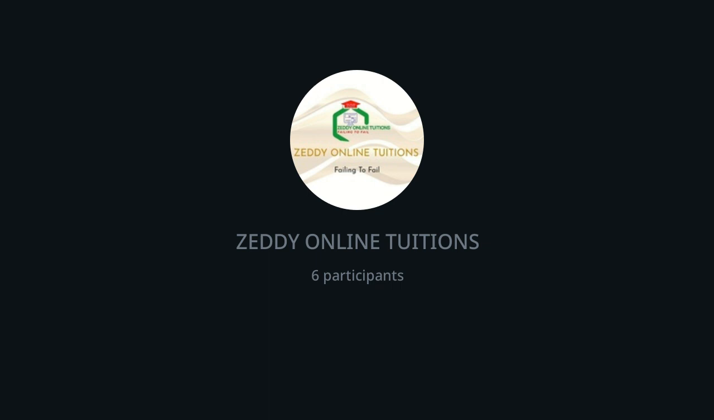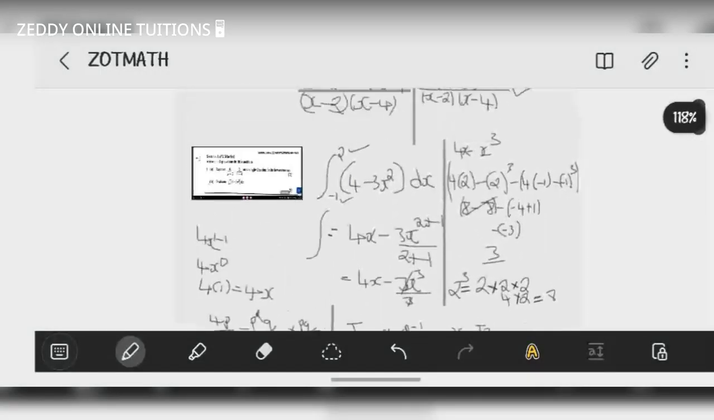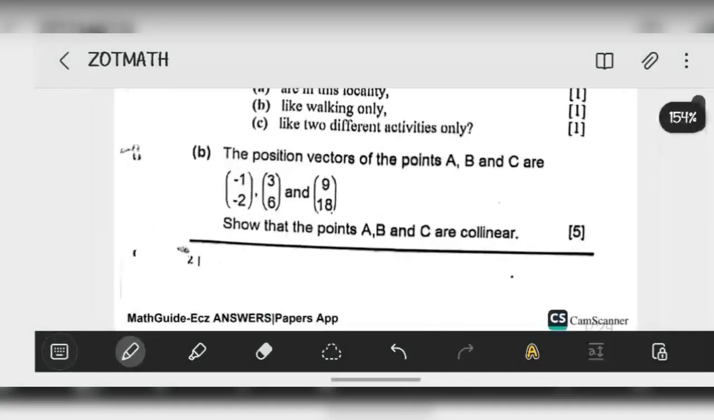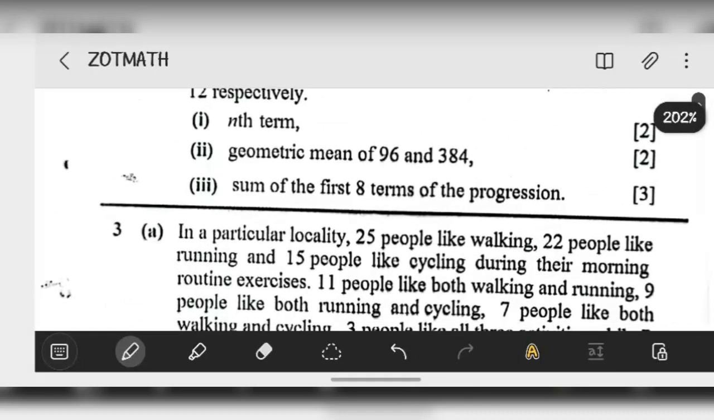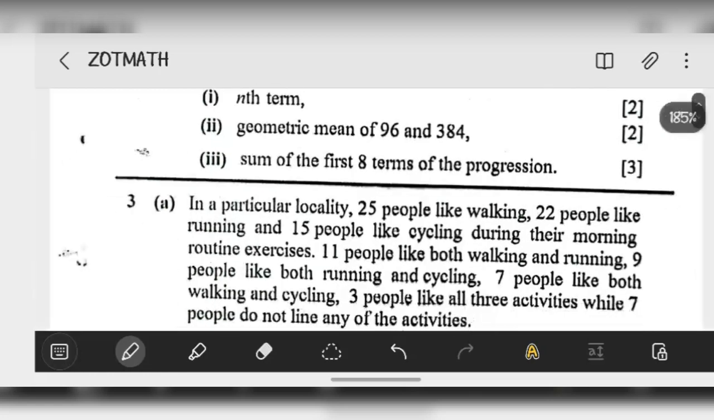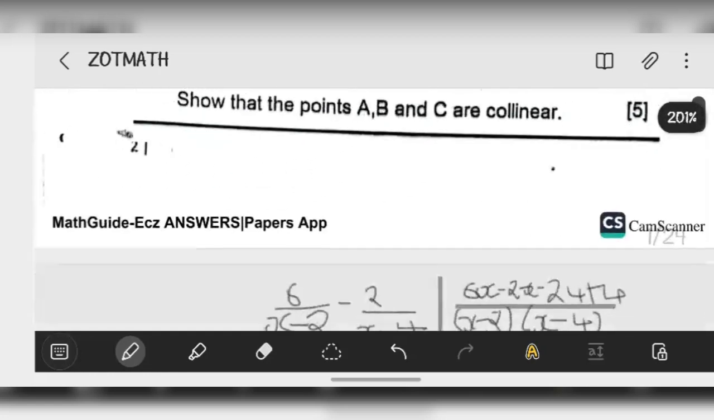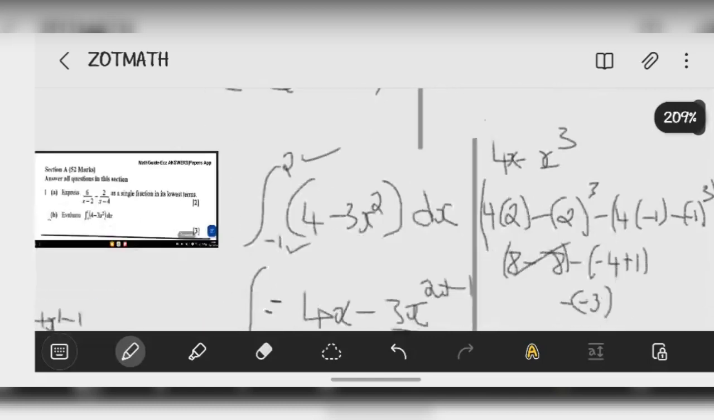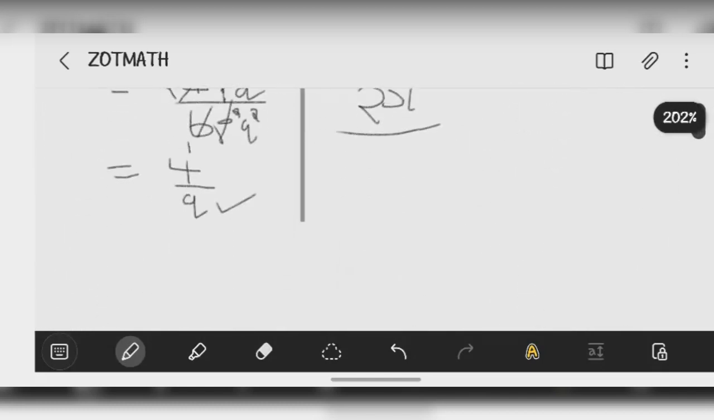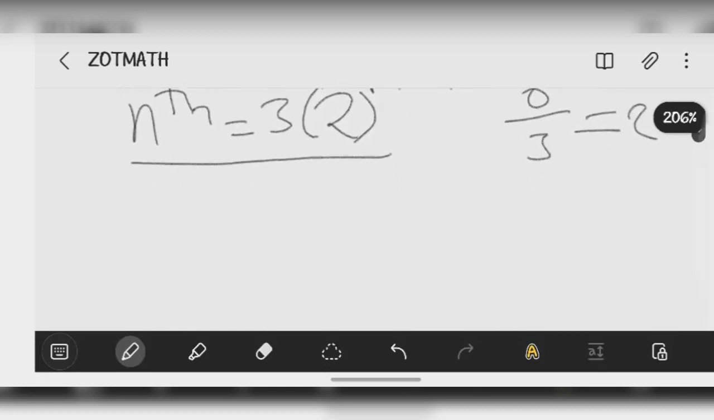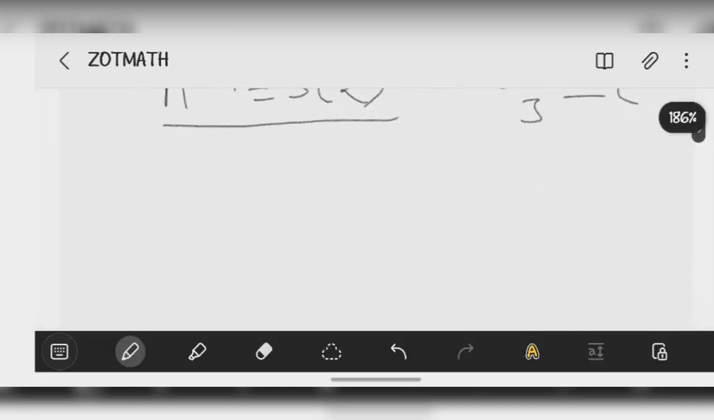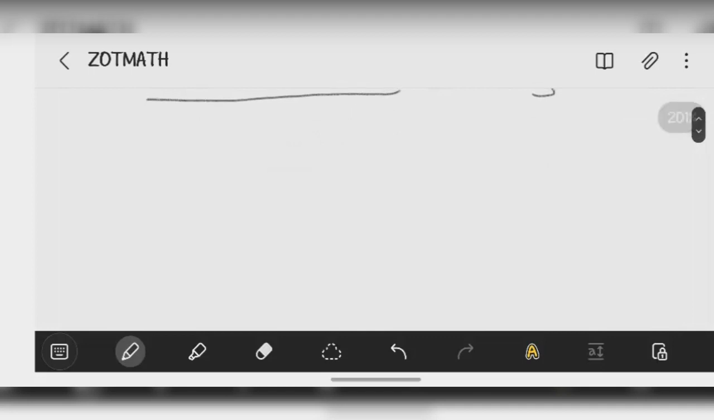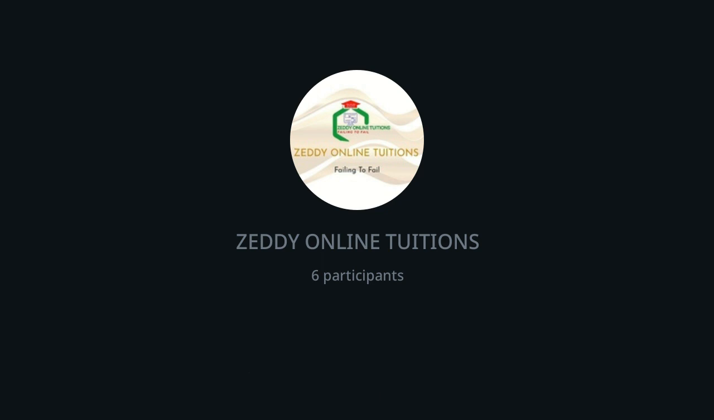So if we get back to the question, what do we have? The geometric mean of 96 and 384. So those are the numbers that you've been given. So let's see what we can do. First, we need to identify the formula. Mostly in mathematics, you need the understanding and knowing the right formula for something.